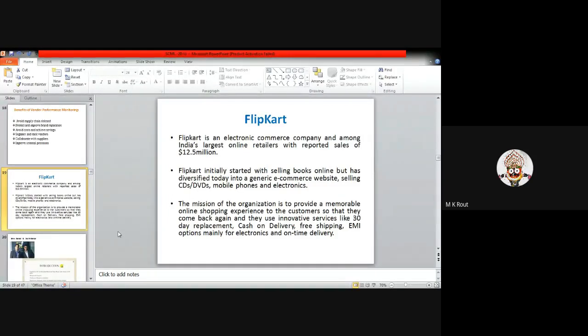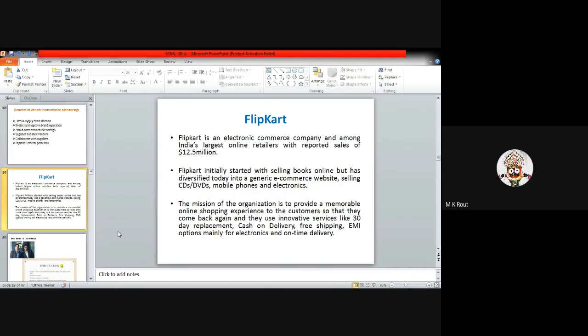So Flipkart is an e-commerce company, among India's largest online retailers, and reported sales of $12.5 billion. Clear. The next part is that Flipkart initially started with selling books. If you go to the past history of Flipkart, Binny Bansal and Sachin Bansal started their company with funds of 4.5 lakhs. And within 3 months, they sold only one book. The book cost around 90 rupees.